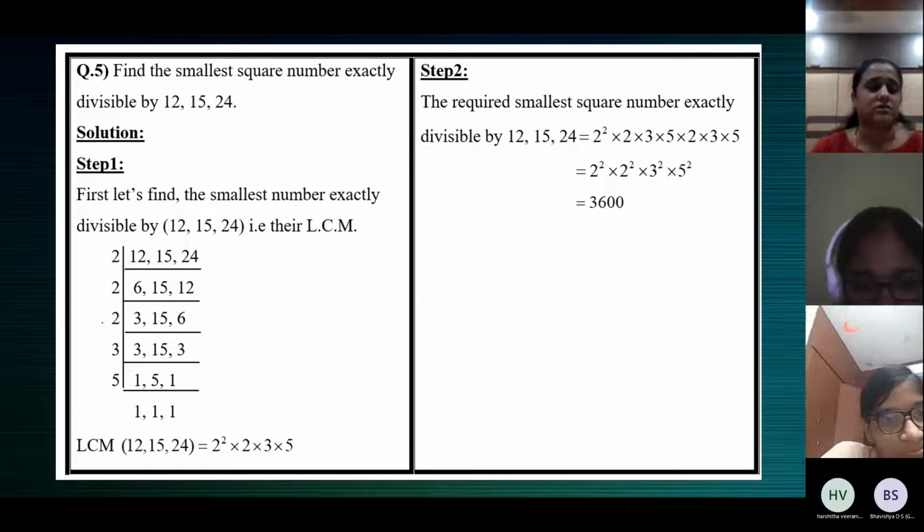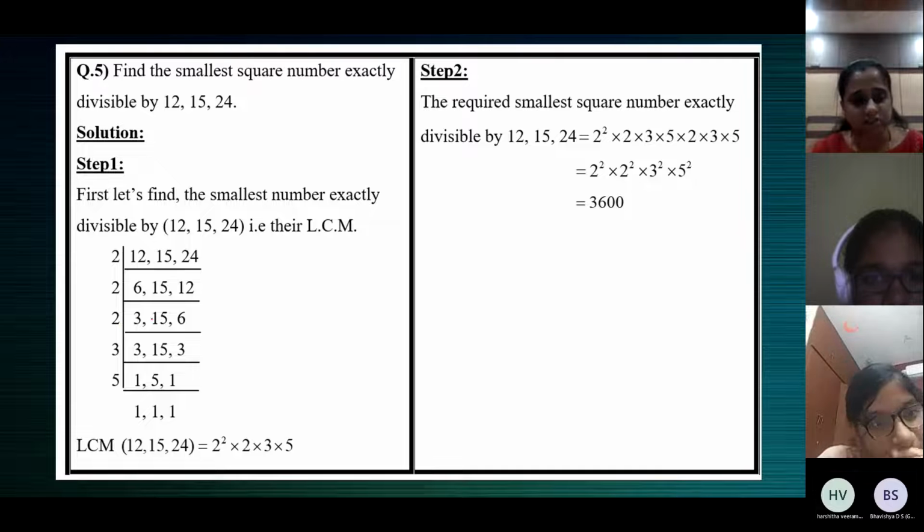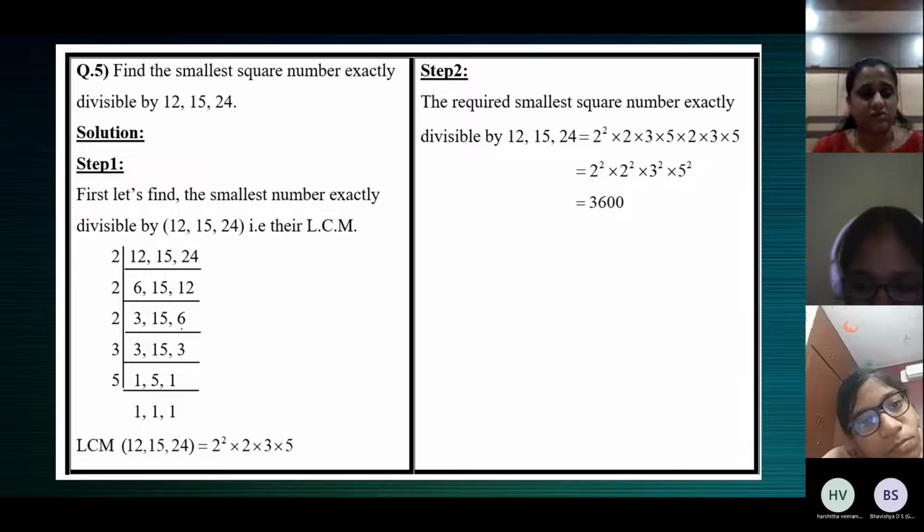Okay. So when you choose the prime number, at least one of the numbers should be divisible. Now, when you take 2, 6 is divisible by 2. So since 6 is divisible by 2, I take 2 again. So 2 3s are 6, right? 3 is not divisible. So write 3 as it is, 15 as it is, and 2 3s are 6.